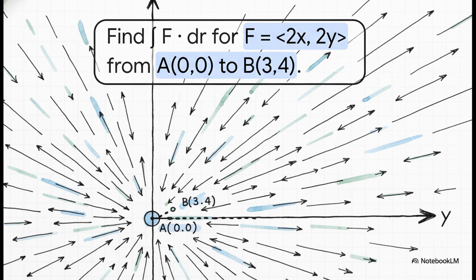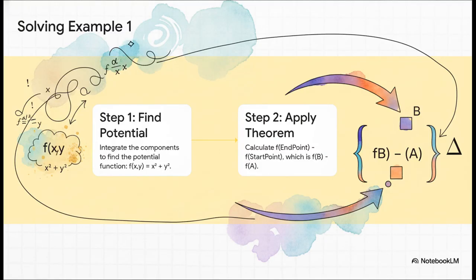Now, the old way would be a pain. You'd have to parameterize a path, maybe a straight line, plug it all in, and then grind through a potentially messy integral. But we have a much better way. So step 1, we gotta find that potential function f.